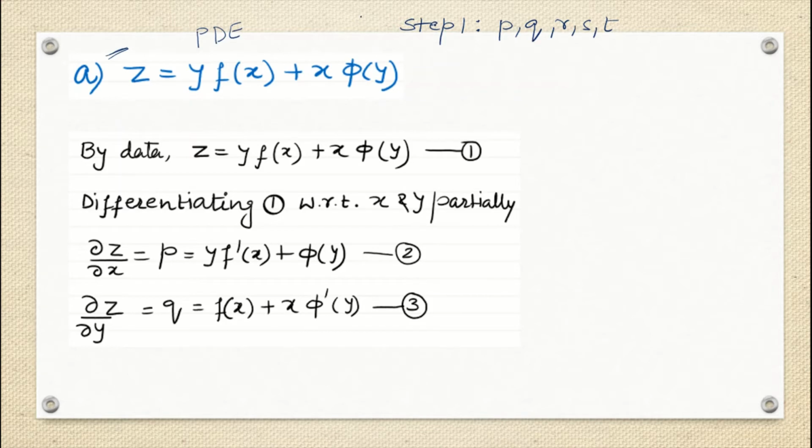Whenever you see two functions in one equation, this will be your step number 1: find p, q, r, s, t. And what will be your step 2? Only two steps you need. Step 2 is that you just have to manage somehow with only these 5 equations which you are going to get.